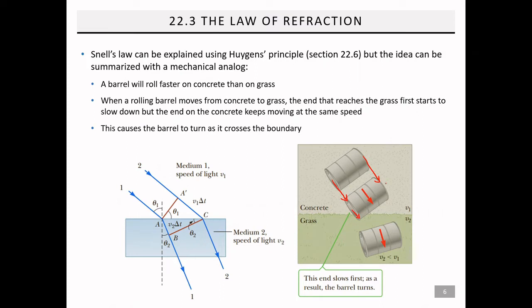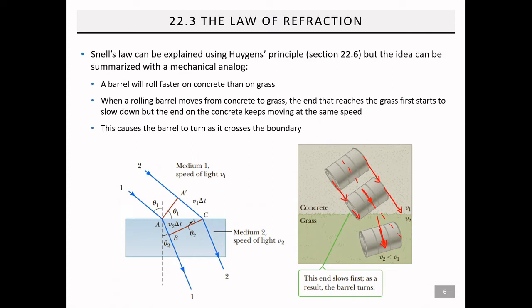However, the right end of this barrel is still rolling relatively fast. So left end slow, right end fast means the barrel is going to rotate a little bit. When the barrel rotates onto the grass, it has deviated from the straight line trajectory that it was initially traveling. So the barrel has refracted.